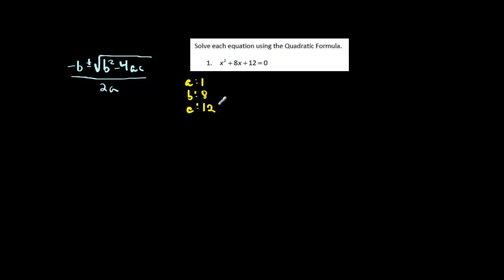So let's substitute these values in. So the opposite of 8 plus or minus the square root of 8 squared minus 4 times a times c, divided by 2a.